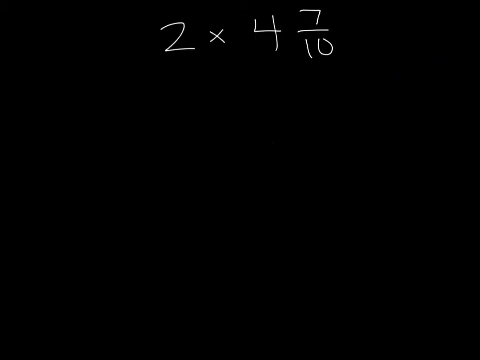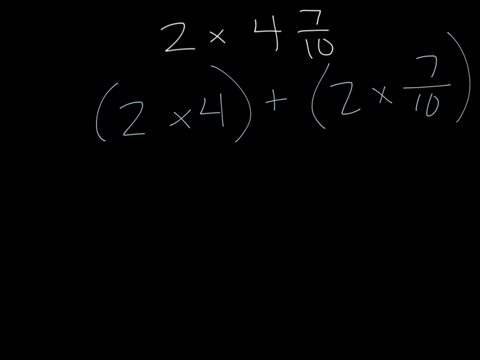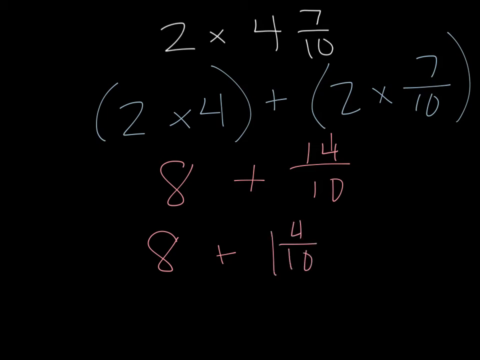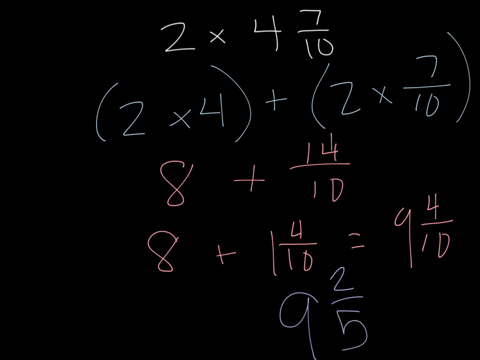Once again, try to distribute 2 times 4 7/10 on your own, and then push play to check your work. You should have gotten 2 times 4 plus 2 times 7/10. And now we multiply. 2 times 4 equals 8. 2 times 7 is 14 over our original denominator of 10. Now we're going to convert 14/10 to a mixed number. So we have 1 4/10. When we add 8 plus 1 4/10, we get 9 4/10, which we know we can simplify to 9 2/5.